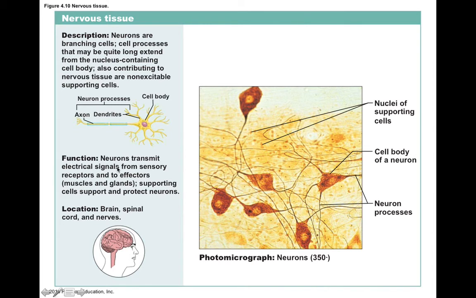Functionally, they're involved with transmitting electrical signals from, let's say, sensory receptors in your skin, or they can transmit electrical signals to effectors, which are organs that carry out the response, like muscles and glands. The supporting cells, or glia, are involved in protecting neurons in a variety of ways. So we'll go back into the functions of glia when we get to the nervous system chapter, because each one has their own unique function to support and maintain nervous tissue. And remember, you're only going to find nervous tissue in your brain, spinal cord, and nerves.